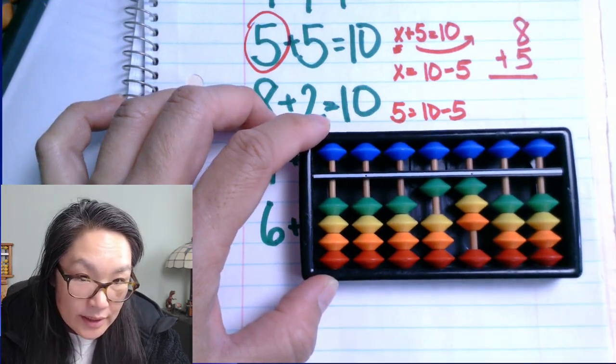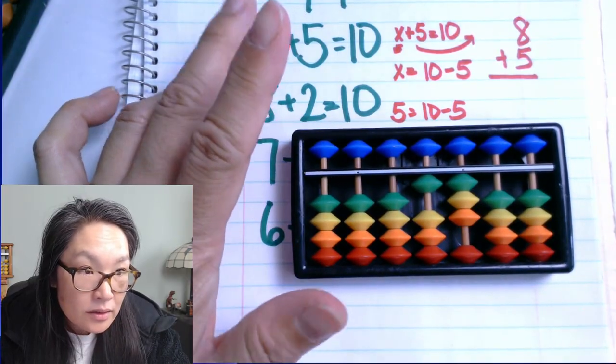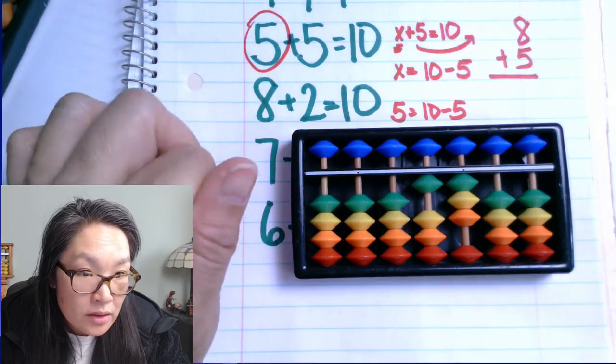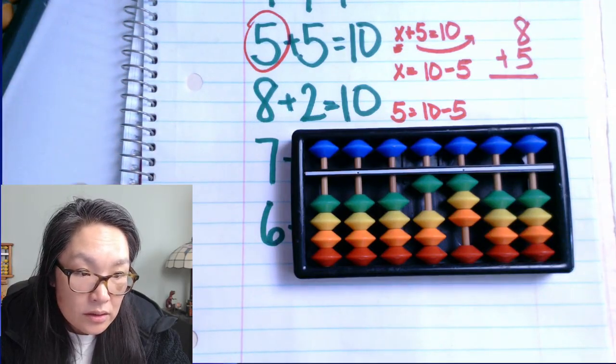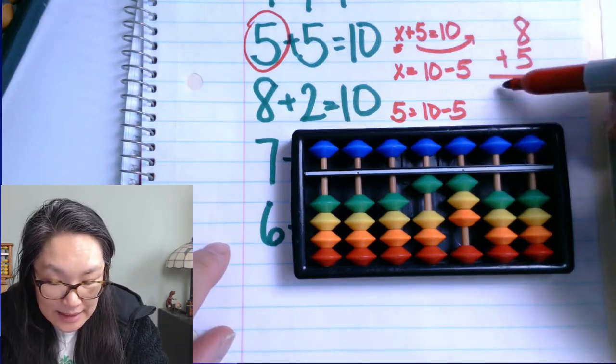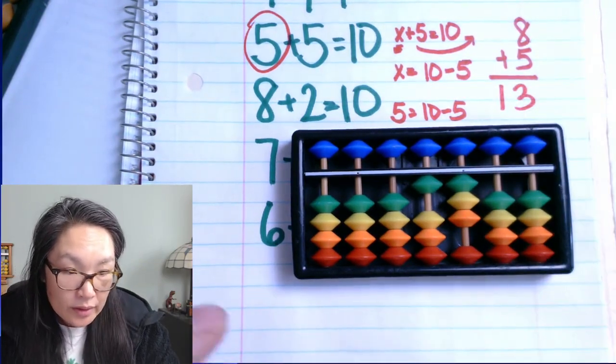And my answer is, what is my answer? Thank you so much for the rose, Ashon. What's the answer? 13. Exactly. Was that easy? Did that make sense? That's about regrouping.